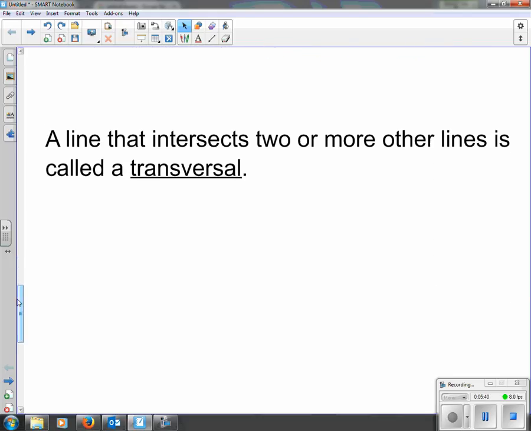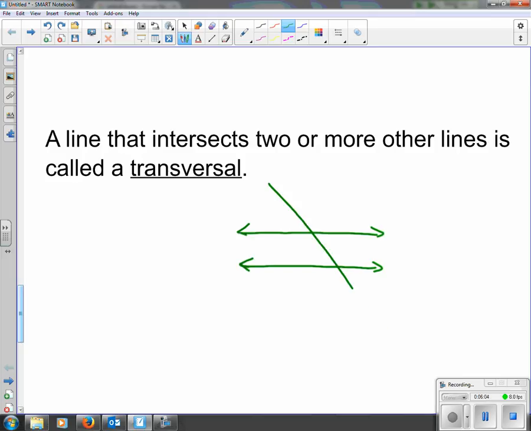A line that intersects two or more other lines is called a transversal. So here is an example. Let's say I have two lines, and they happen to be parallel, and I draw this line through. This line just crossed over those parallel lines. That's your transversal.